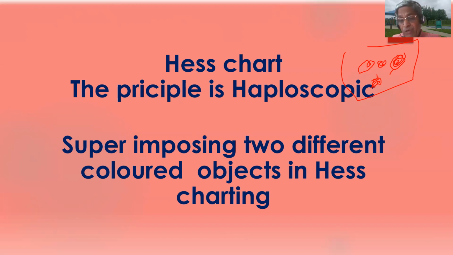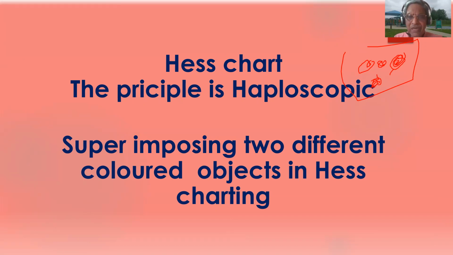Here one green object is there, and a red object is there. You superimpose them to know whether your eye is working properly, whether the movements are normal or not. That is why it's called the haploscopic principle. The Hess chart principle is called the haploscopic principle, meaning you are superimposing two colored objects, one over the other. I hope you understood this point.